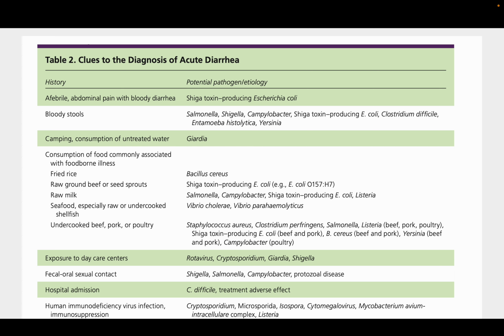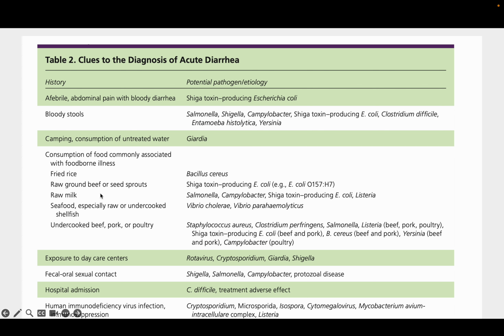Routinely, bloody stools with fever can be Salmonella, Shigella, Campylobacter jejuni, C. difficile, and Entamoeba histolytica; they generally associate with fever. In them, you can start an empirical antibiotic, and if the specific pathogen is identified, you can give targeted therapy. Camping, consumption of untreated water: Giardia. Fried rice: Bacillus cereus. Raw ground beef or seed sprouts: Shiga toxin E. coli. Sprouts and raw ground beef are a classical history they will mention.